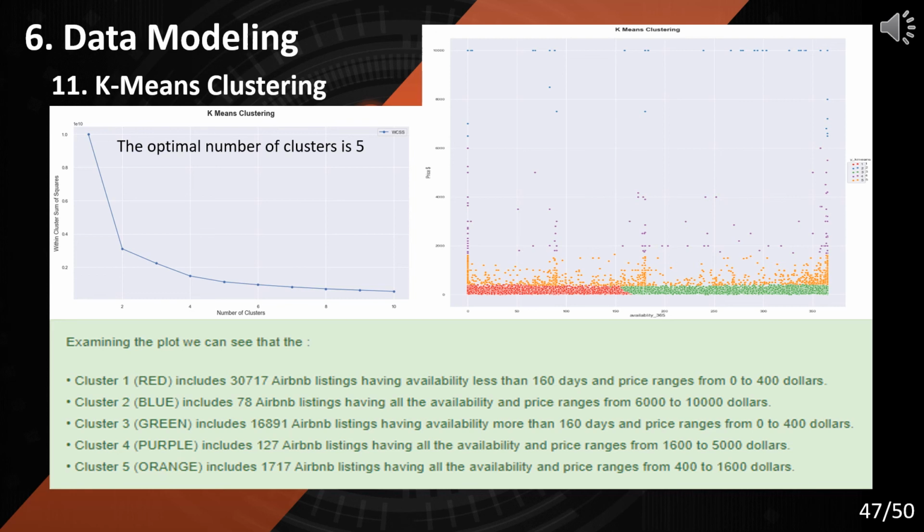Cluster 4, the purple one, includes 127 Airbnb listings having all the availability and price ranging from $1,600 to $5,000. Cluster 5, the orange one, includes 1,717 Airbnb listings having all the availability and price ranging from $400 to $1,600.